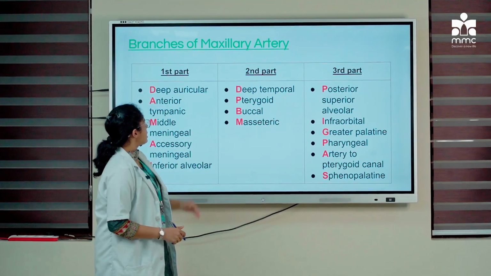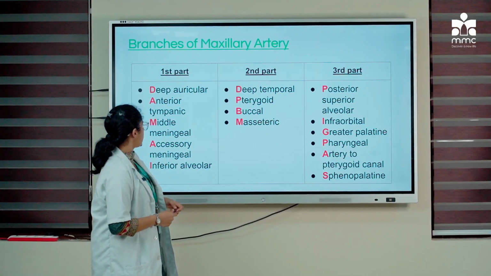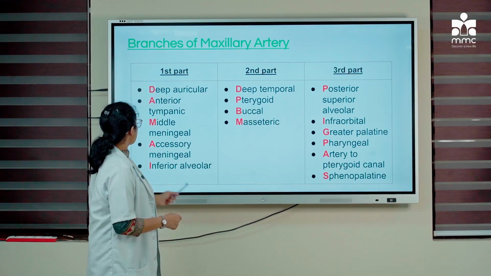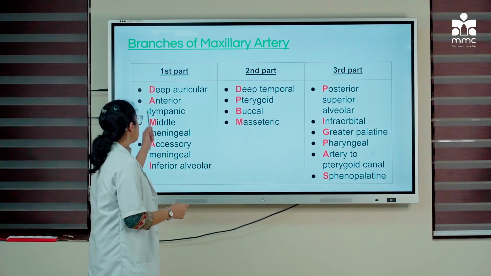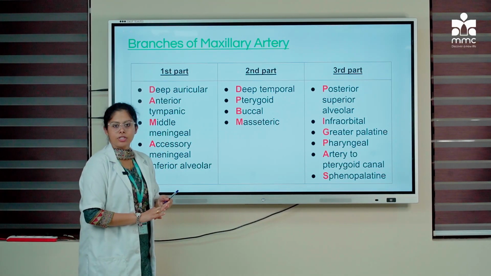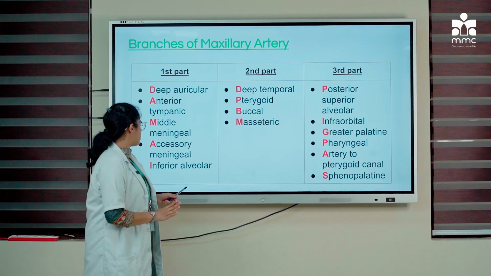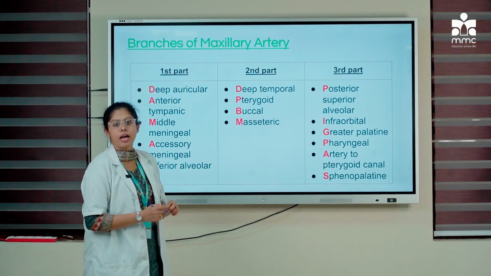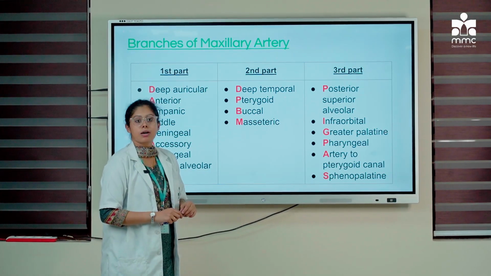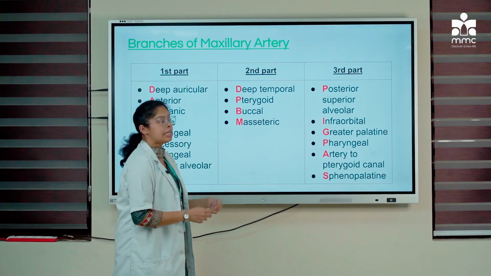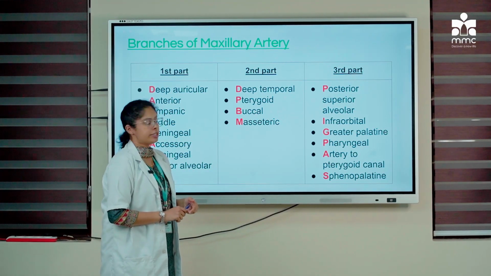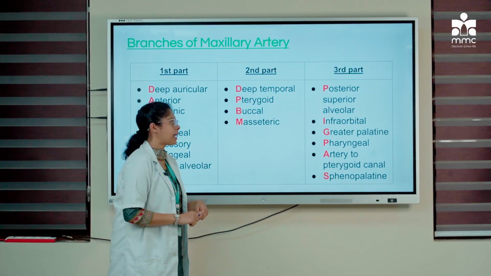These are the branches, as you can see. The first part includes, just make a note of these arteries, then it will be easy for you. In the first part, you have 5 branches: deep auricular, anterior tympanic, middle meningeal artery, accessory meningeal artery and finally inferior alveolar artery. Second part, you basically have the muscular branches, which include deep temporal artery, pterygoid artery, buccal branch and the masseteric branch.